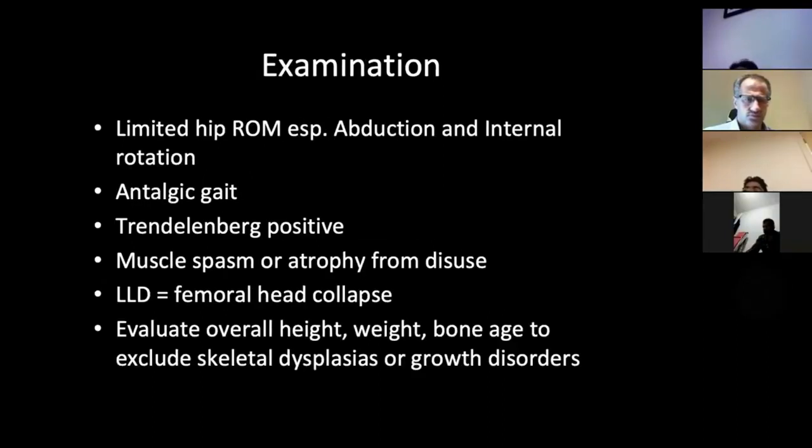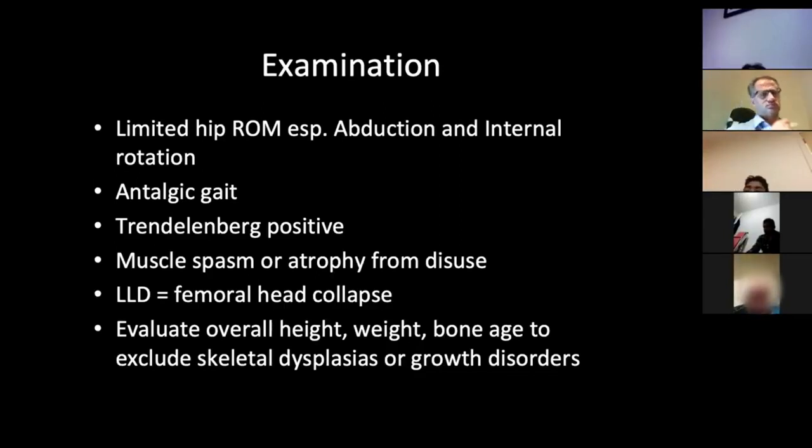What do you find in examination? In the early stages, it might be normal, but in the later stages, they do have limited range of motion, especially abduction and internal rotation, because of the deformation of the femoral head. They might have an antalgic gait. They might be Trendelenburg positive. They might have muscle spasm or atrophy from the disease. They might have a leg length discrepancy because of the collapse of the femoral head.